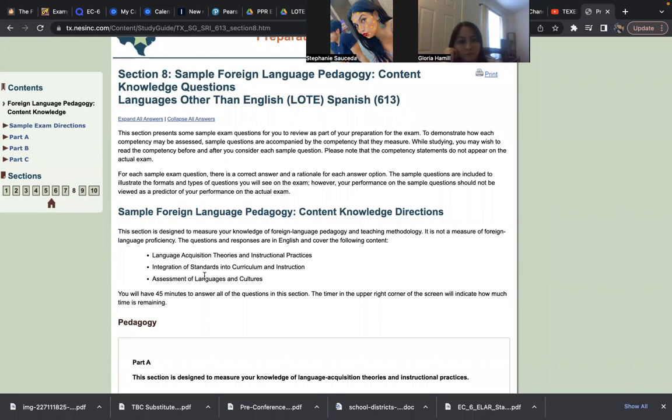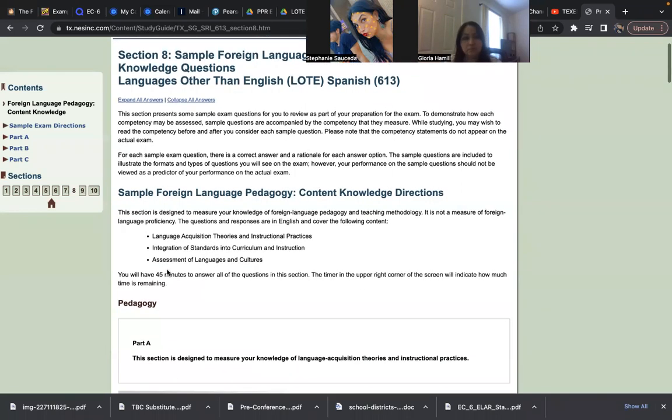And you've seen that standards document. It's in that Google Drive. So that's what this section is about, and your assessment of languages. So your planning for instruction, your application of the curriculum, and your assessment, instruction and assessment.